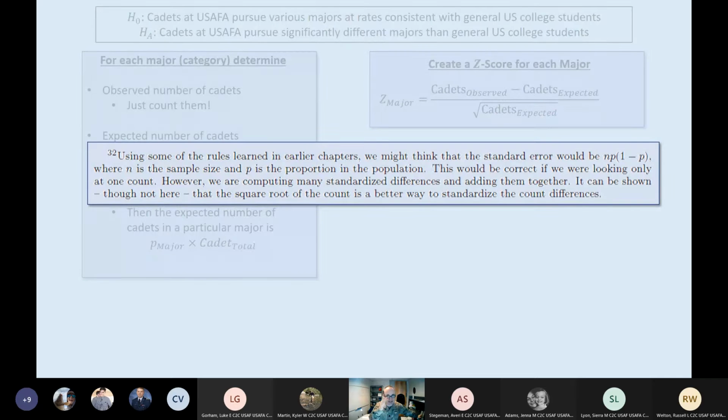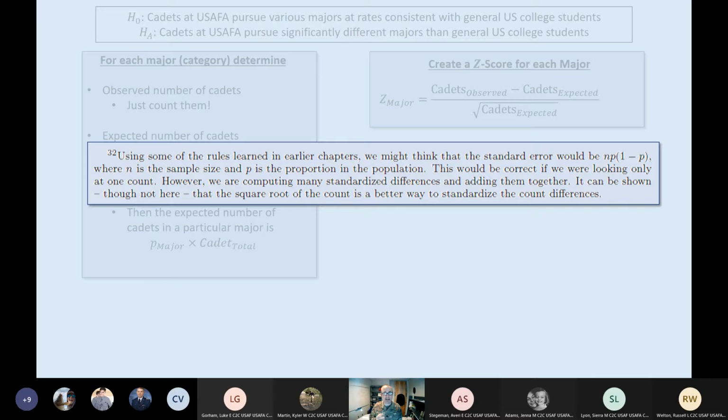When it introduces this, it has a little 32 next to it explaining why it's not the standard error. And it says, using some of the rules learned in earlier chapters, we might think that the standard error would be NP times 1 minus P. Yeah, because that's what we've been doing up to this point, where N is the sample size and P is the proportion of the population. This would be correct if we were only looking at one count.